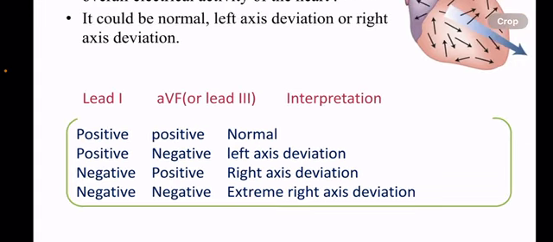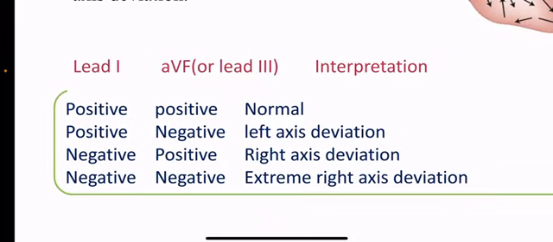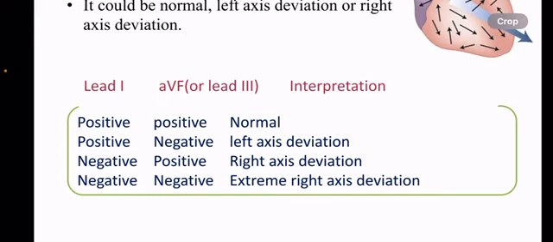We have to look at lead 1 and AVF in order to know if it is left axis deviation or right axis deviation. If lead 1 is positive, meaning the QRS complex is going upward, more positive, and AVF or lead 3 is positive, it is normal axis. If lead 1 is positive while AVF or lead 3 is negative, this is left axis deviation. If lead 1 is negative while AVF or lead 3 is positive, this is right axis deviation. Both of them negative, extreme right axis deviation.